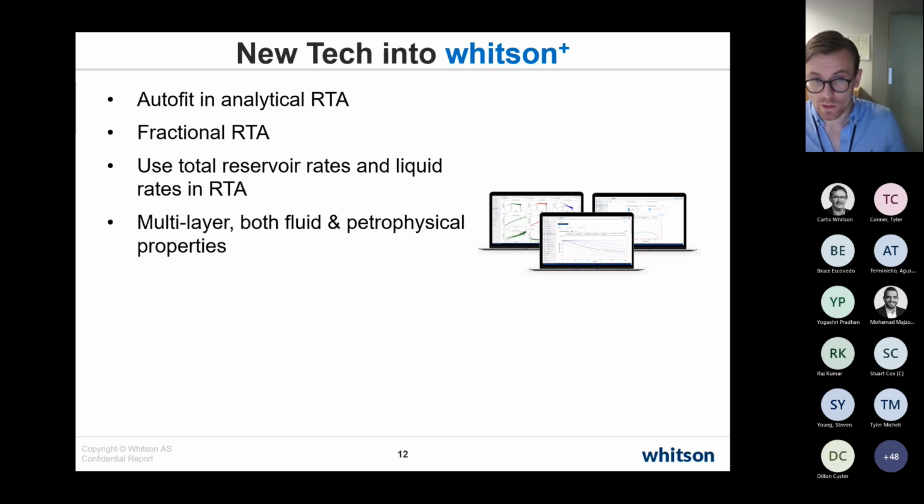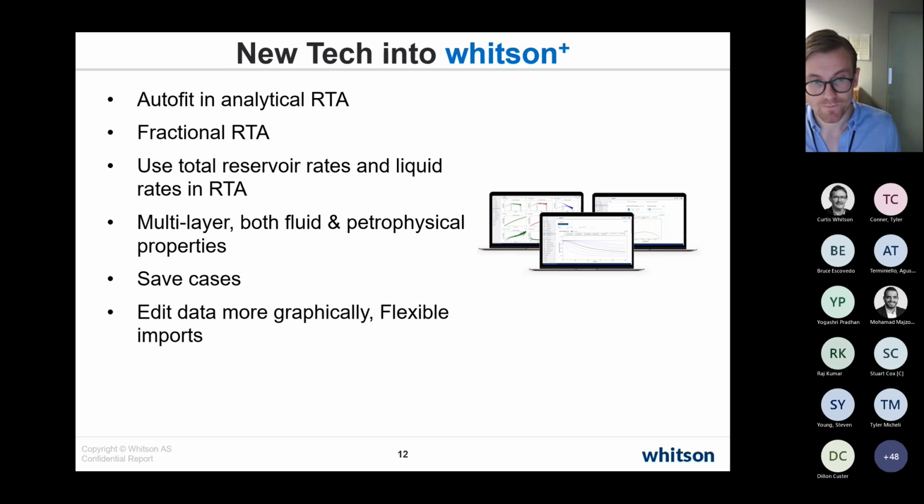What we're really excited about in this release on Friday is this ability that I talked about to perform analysis on wells with multiple layers, both in terms of fluid properties that can change layer-wise, and also in terms of petrophysical properties. In the next release in August, you'll also have the opportunity to save cases in the software. So if you have a numerical model run that you would like to save and potentially use again later or rerun later, you can do that, and that functionality will be in both the numerical model and the RTA.